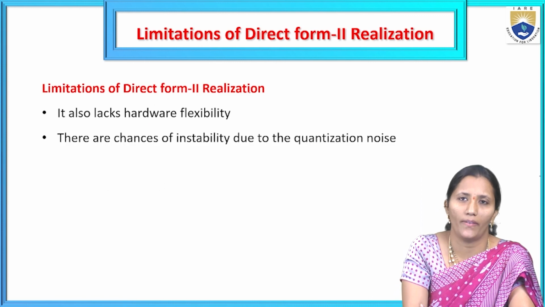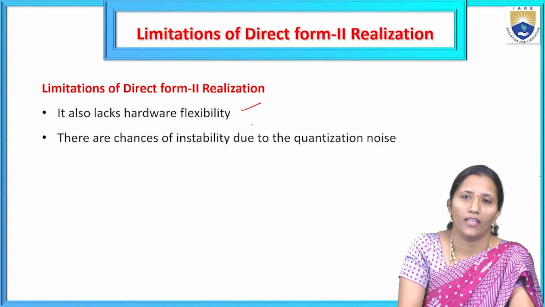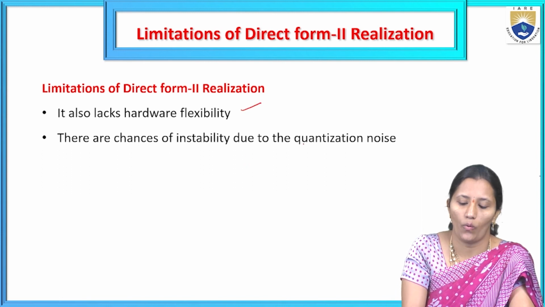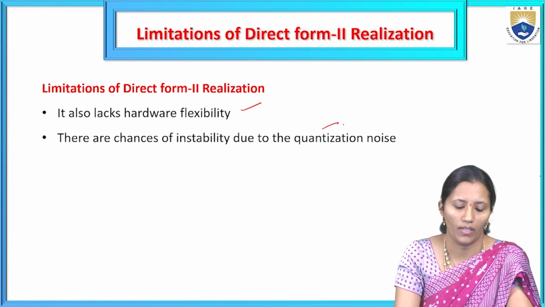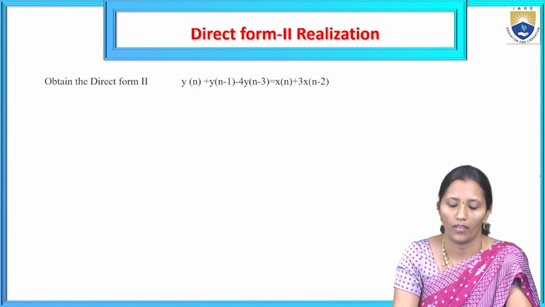So the limitations of direct form 2 are that it also lacks hardware flexibility. There are chances of instability due to quantization noise. So this is the disadvantage of both the filters here. There is the instability due to quantization, as in the direct form 1 and direct form 2 structures.